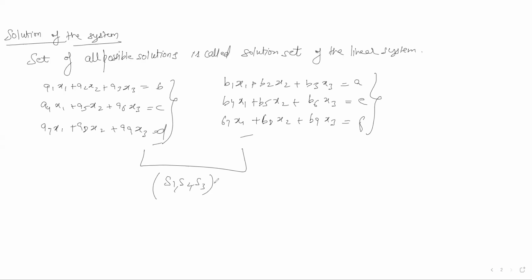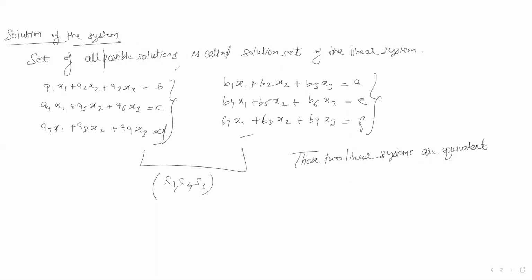In that case, we will say these two linear systems are equivalent. These two linear systems are equivalent if they have the same solution set, right? That means each solution of the first system is a solution of the second, and each solution of the second is a solution of the first one.